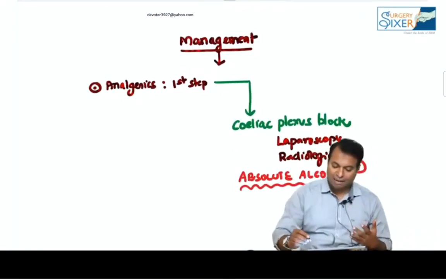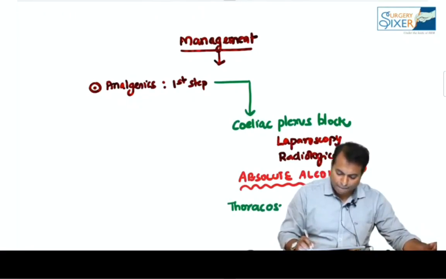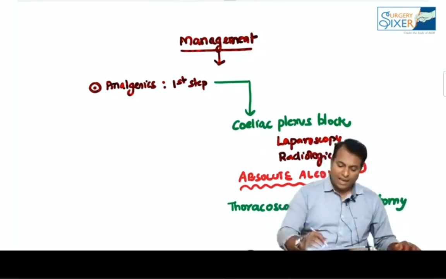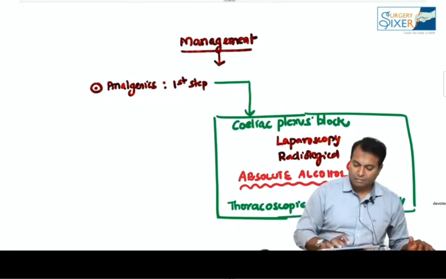Other methods of procedure apart from celiac plexus block are thoracoscopic splanchnicectomy. So all these are painkiller procedures, minimally invasive painkiller procedures. We will step up, and finally for pain, celiac plexus blockade or thoracoscopic splanchnicectomy can be done as painkiller procedures.